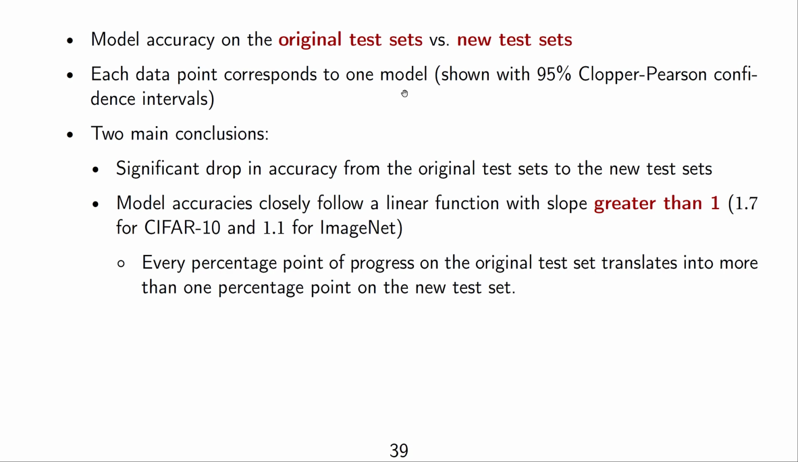The second thing is the explanation for these crosses. These are the 95% Clopper-Pearson confidence intervals. So there are two main conclusions. First, there's a significant drop in accuracy from the original test set to the new test set. And second, as discussed, the model accuracy closely follows a linear function with a slope greater than 1. Again, that means that each percentage point of progress on the original test set translates to more than 1 percentage point on the new test set.